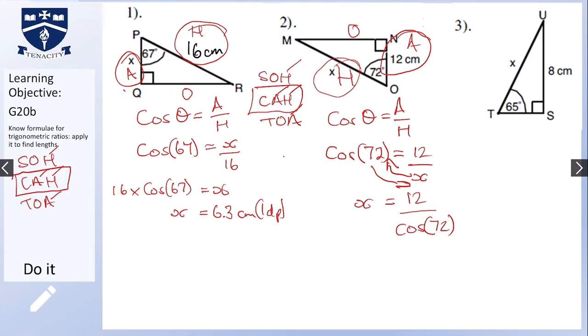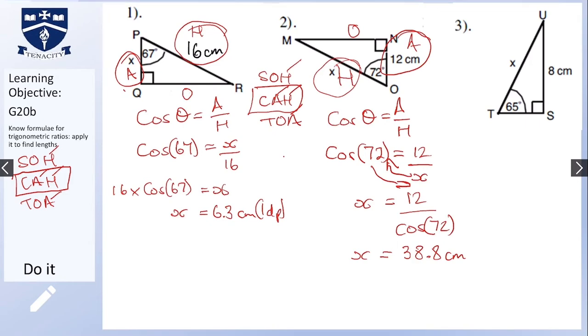12 cos 72, close the bracket, press equals. 38.83281573. Let's round it. So I'm going to do x is equal to, and I'm going to go with 38.8 centimeters. All right. So another one.